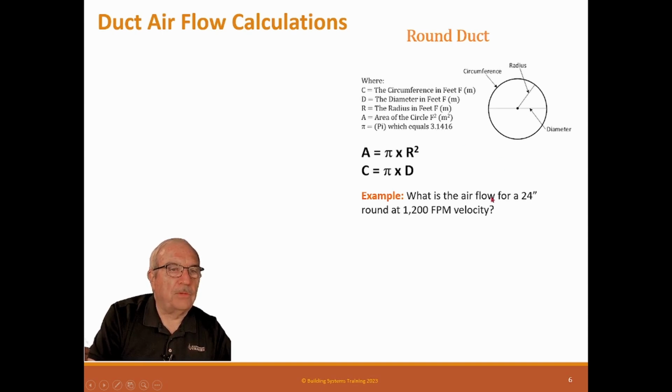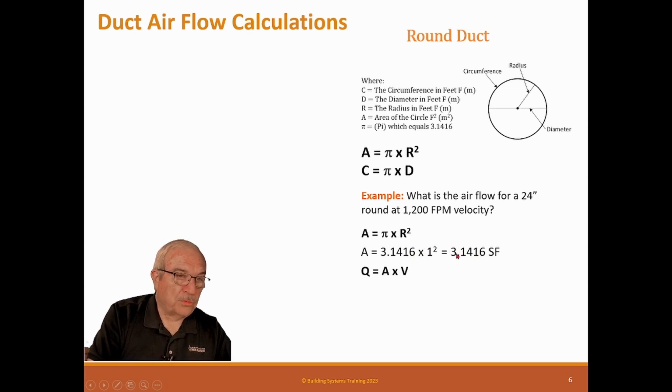So, example: what is the airflow for a 24-inch round duct at 1,200 feet per minute velocity? So again, area is pi times r squared, which equals 3.1416, that's pi, times 1 foot squared, because this is a 1 foot radius on a 2 foot duct, squared. And that equals 3.1416 square feet, because remember, 1 times 1 is 1. So its answer is pi.